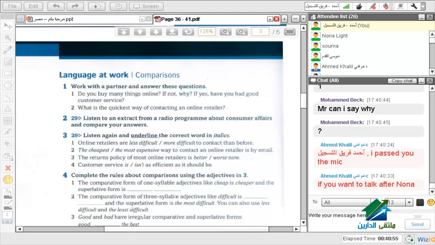I need you to give a reason. Could you repeat your question, please? My question is: why does any company care about customer service? Why give very high attention to such a service? What's the reason behind that?